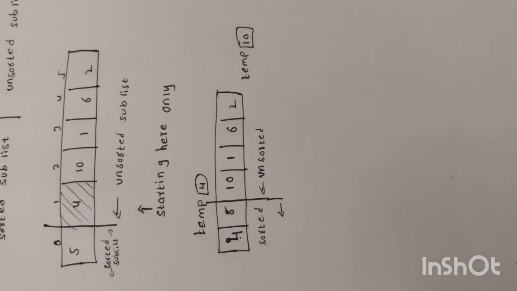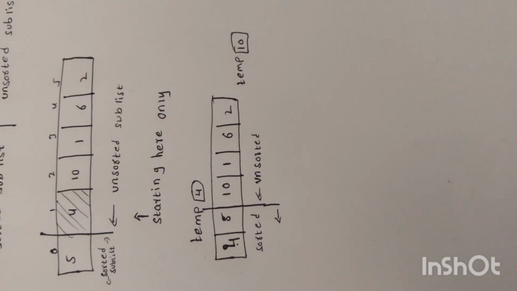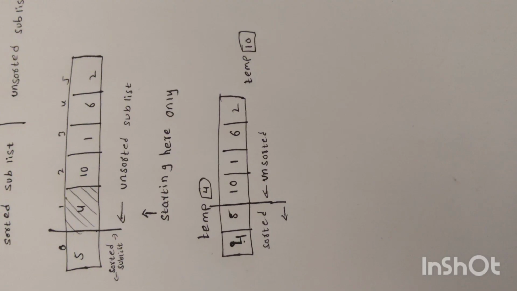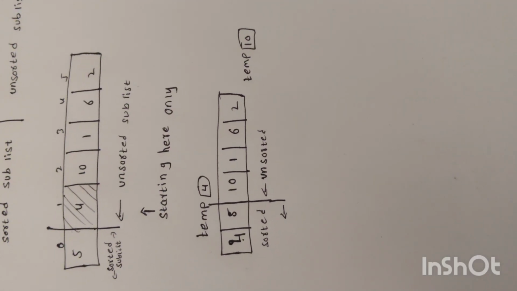No, we are going to compare with this value. First of all we will move right to left till we reach the 0th index. So this loop would be decremented by 1 and this loop would be incremented by 1. Two loops would be there.